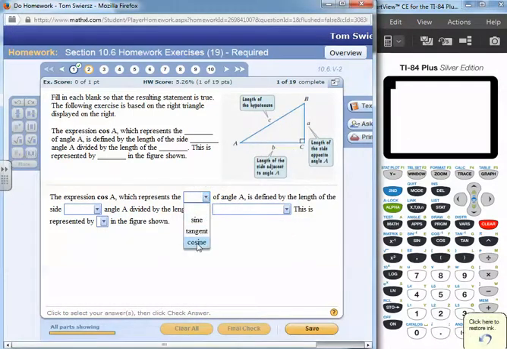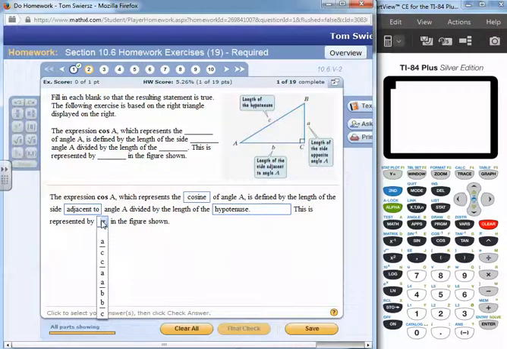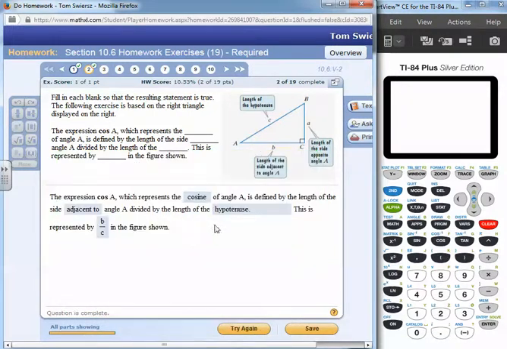All right, so cos represents cosine, is defined to be the length of the side adjacent to the angle divided by the hypotenuse. And in this case, for angle A, the adjacent side next to it, the leg next to it is B, and the hypotenuse is C. All right, very good.